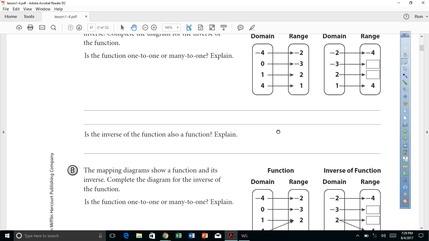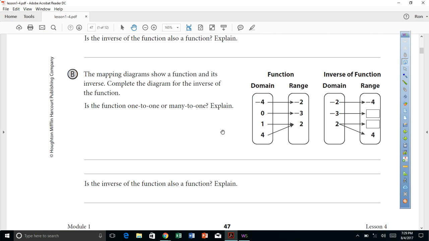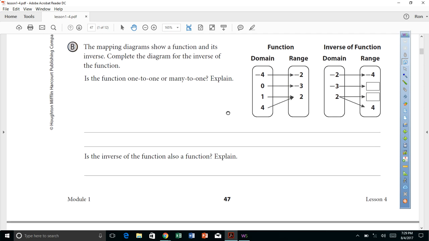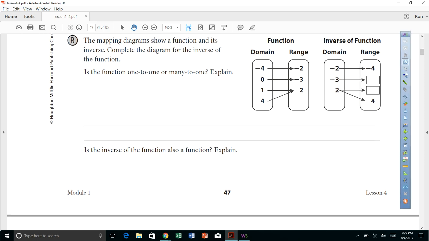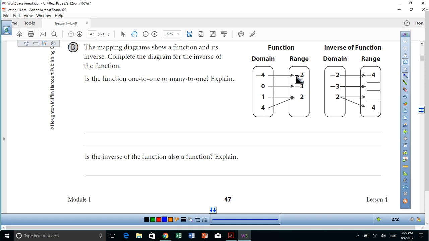B, the mapping diagram shows a function and its inverse. Complete the diagram for the inverse of the function. The question will be, is the function one-to-one or many-to-one? So -4 becomes -2, then -2 becomes -4. 0 becomes -3, so -3 becomes 0. 1 becomes 2, so 2 becomes 1. 4 becomes 2, so 2 becomes 4. This function is many-to-one.